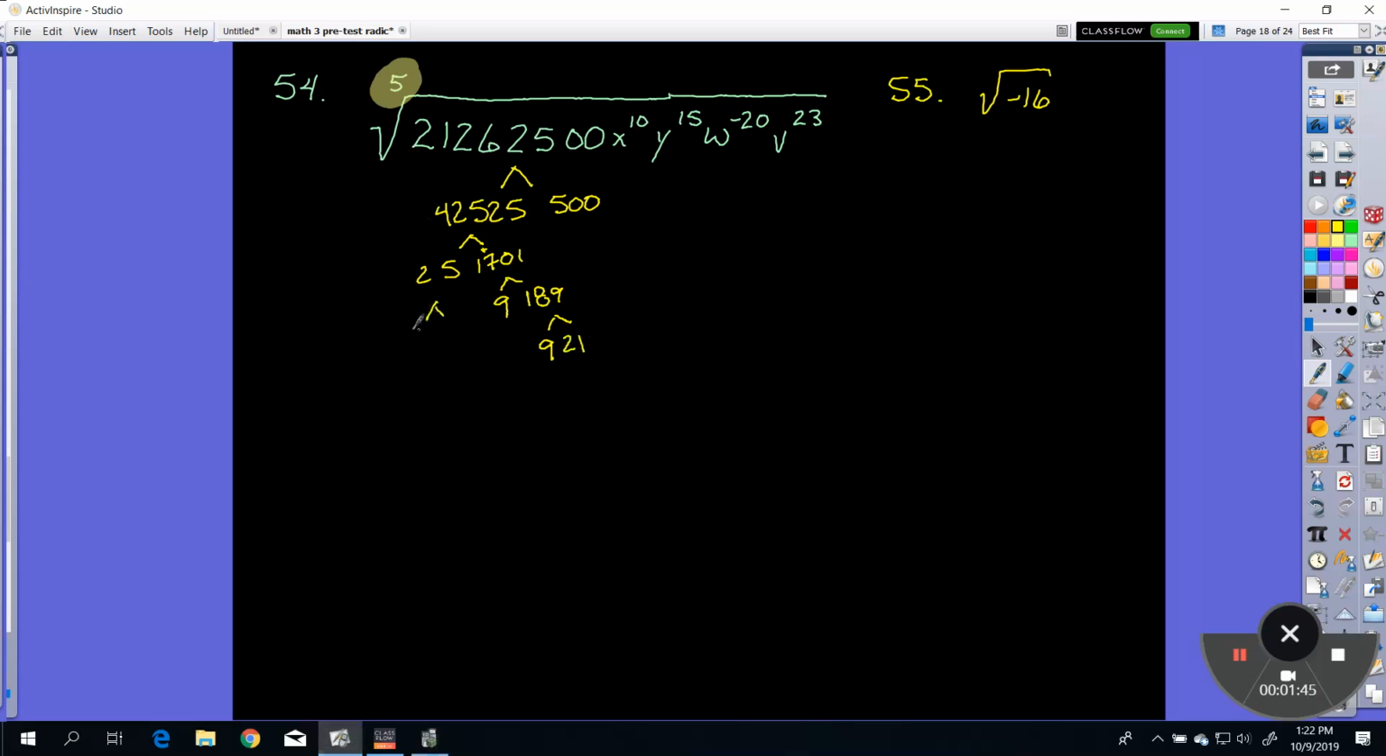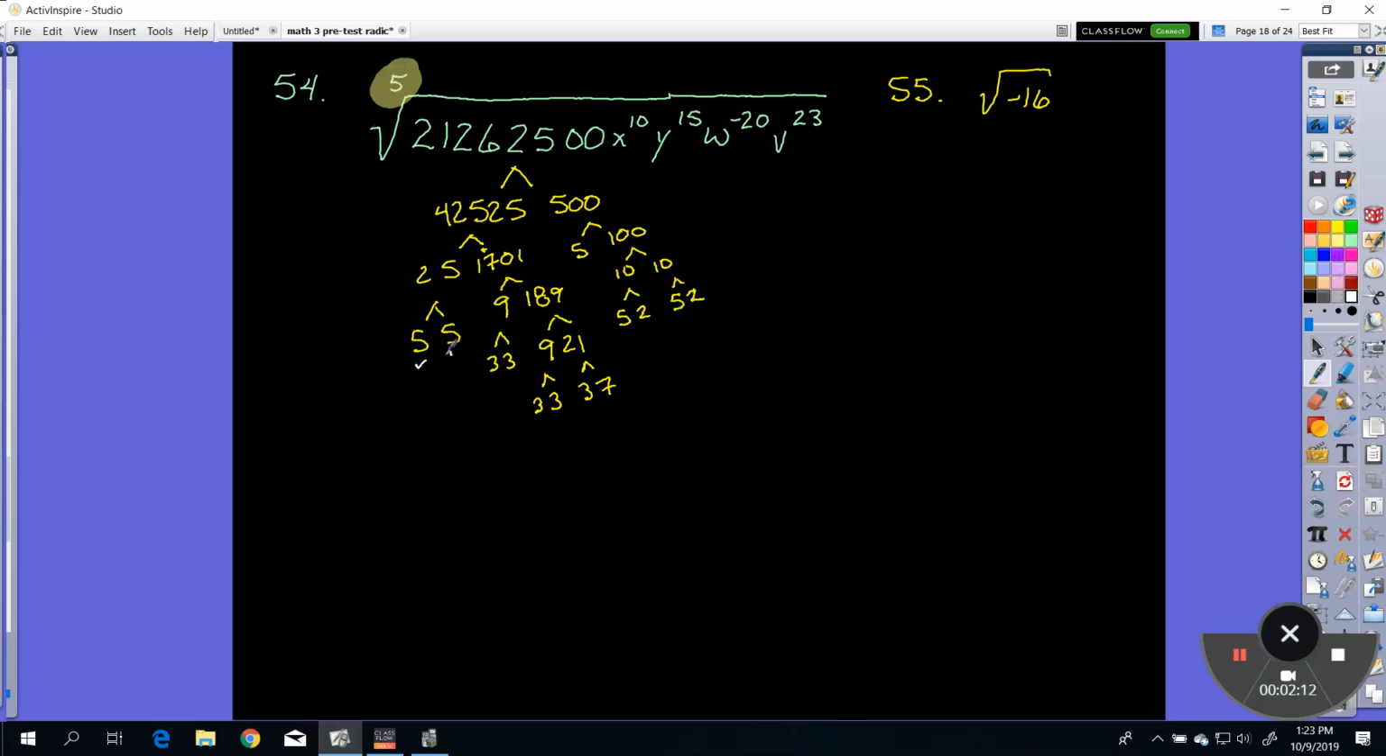So I'm looking for groups of 5 again. So 9 is 3 and 3, 9 is 3 and 3, 21 is 3 and 7. 500 is 5 and 100. 100 is 10 and 10. 5 and 2, 5 and 2. So now I'm looking for groups of 5, because that's what this 5 on the outside means.